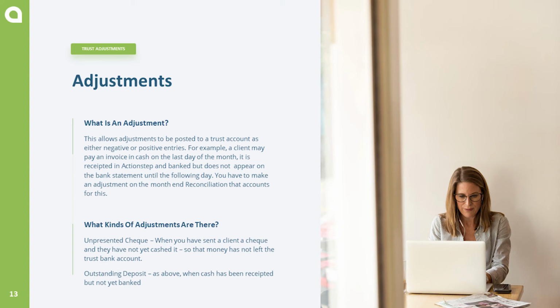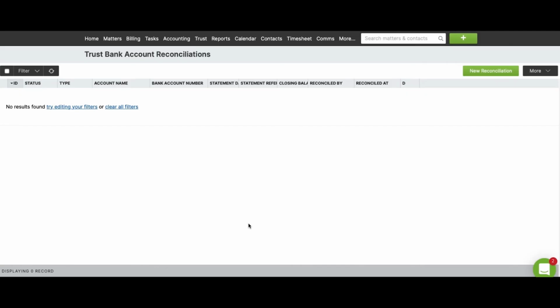There are different kinds of adjustments. So we have unpresented checks, which is where you've sent a client a check but they've not yet cashed it. So that money has not left the trust bank account, but we have made an allowance for it in our Action Step system. And also an outstanding deposit, which is the same as the example I described above. We also have another one, other, which you can use in limited circumstances where it does not fit the other two. I'm now going to show you how to do this adjustment while you're doing your reconciliation in Action Step.